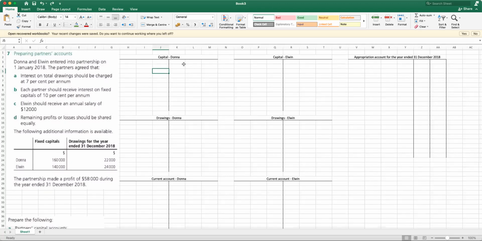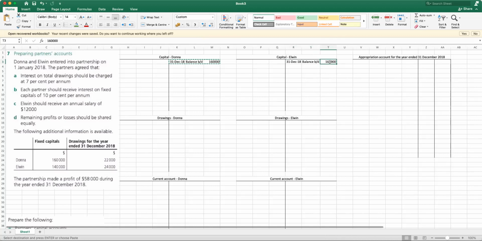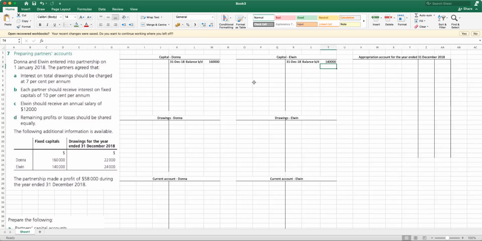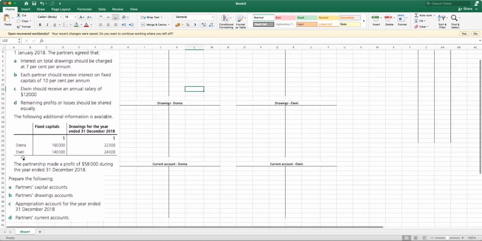Now let's start with the capital account where we just need to bring down the balance on 31st December 2018. So here we can just write balance brought down and write 116,000. Alvin would be 140,000. And that's it. There's nothing much to do with the capital account. Once that's done, we need to look at the next one, which would be drawings.